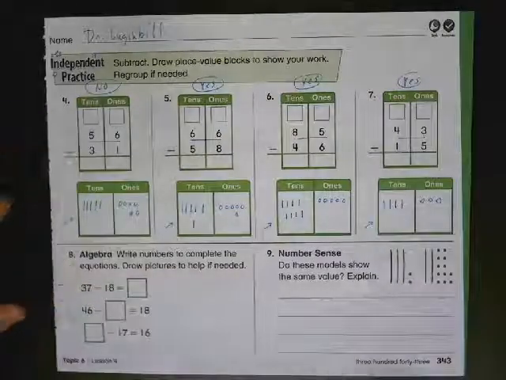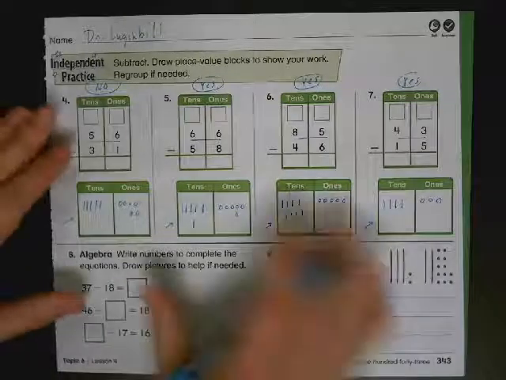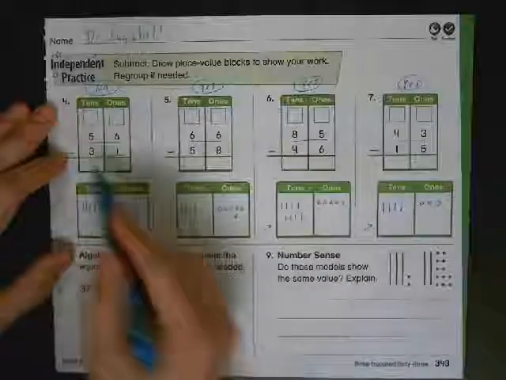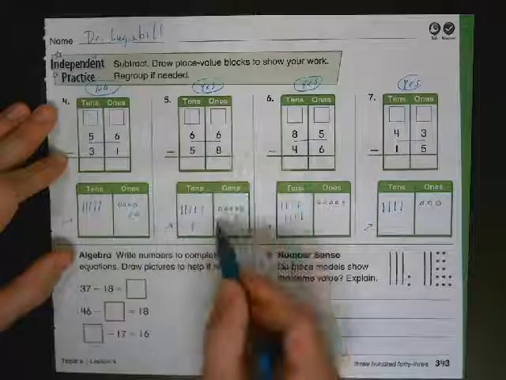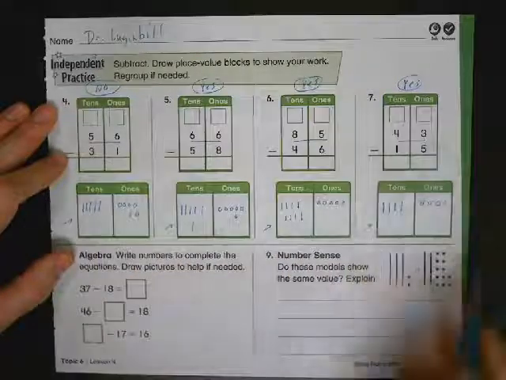And I know I went fast. But this is something you can pause and say, okay, well, I can do this myself. I can do 56. I can do 66. I can do 85. And I can do 43.